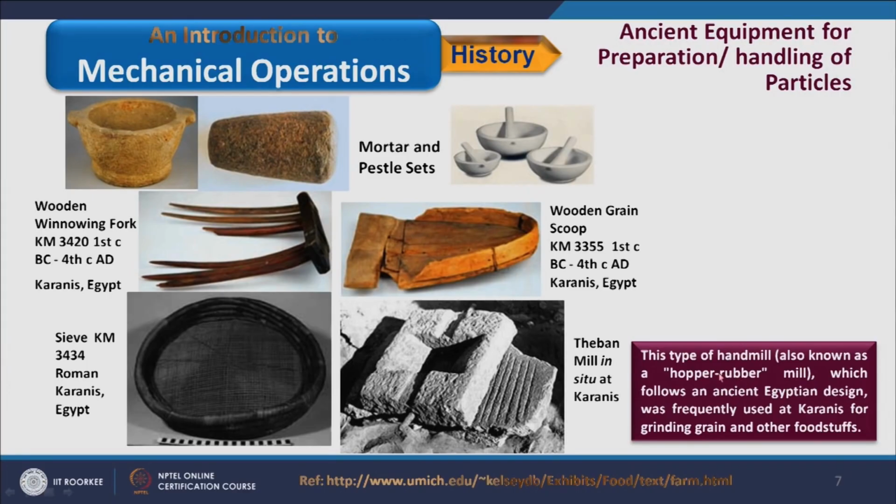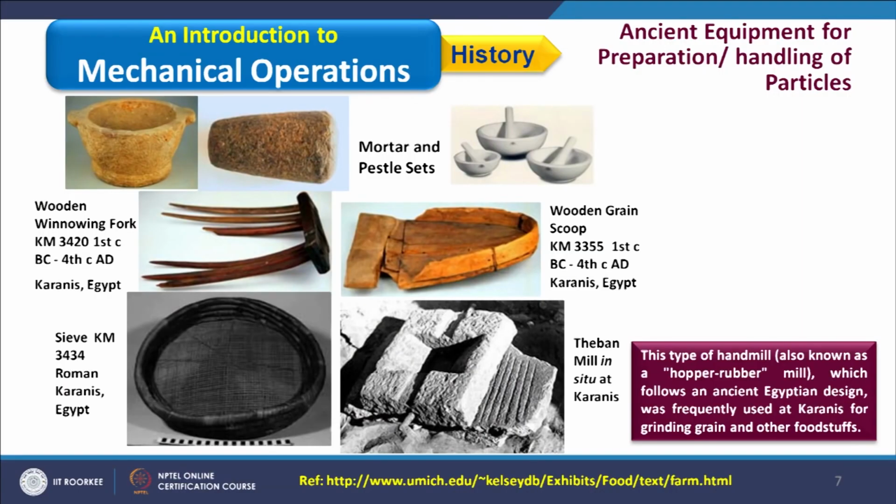So, this we call as Theban mill. This type of hand mill, like I am talking about this Theban mill, also known as a hopper rubber mill, which follows an ancient Egyptian design, was frequently used at Karanis for grinding grain and other foodstuff. Now, if I consider all these examples, these photographs taken during the excavations at Karanis demonstrate that farmers in early 20th century Egypt used methods of grain processing.